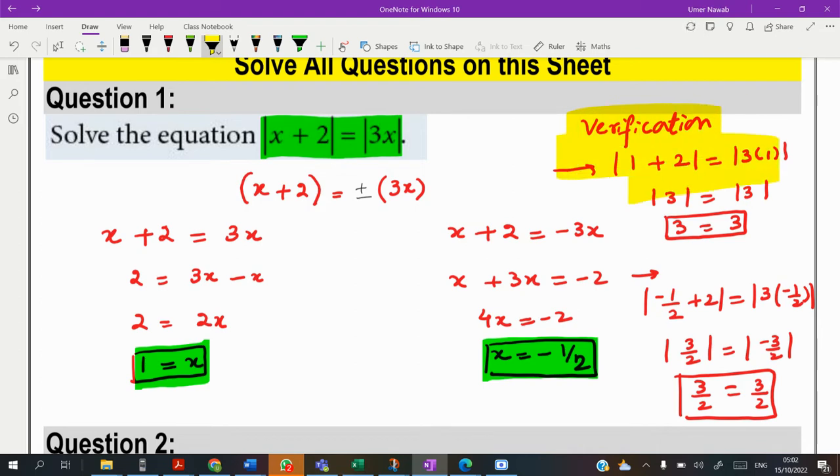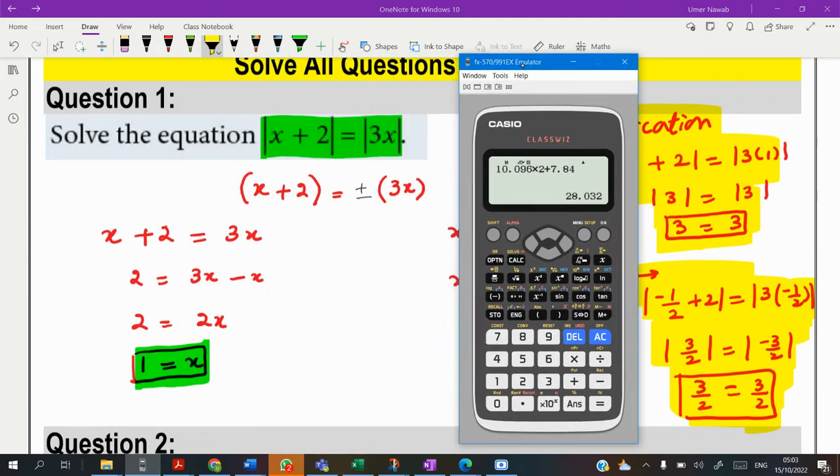Actually, this is not needed, but if you want to check your answer and get confidence that you didn't make any mistake, you can substitute your answers into the calculator. You can also check it manually. Also, there is a function in the calculator. Let me go to that. Can you see ABS? ABS means absolute.